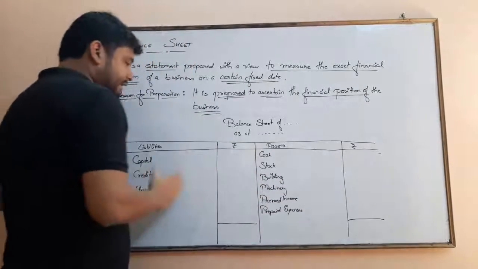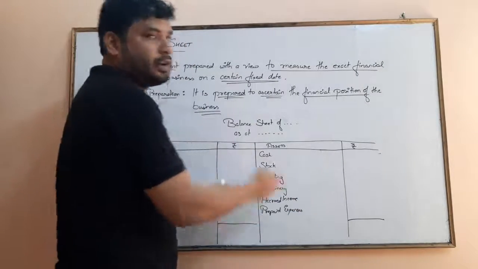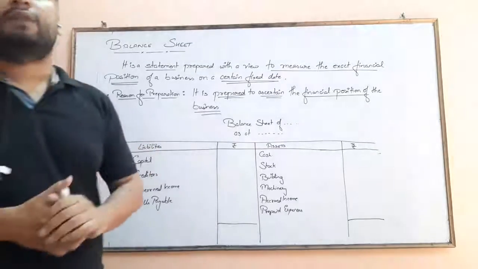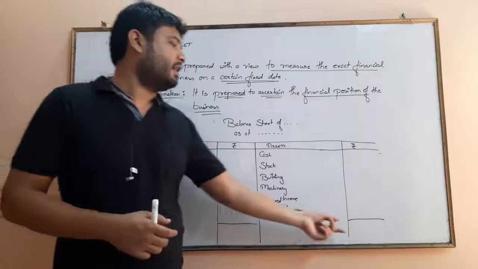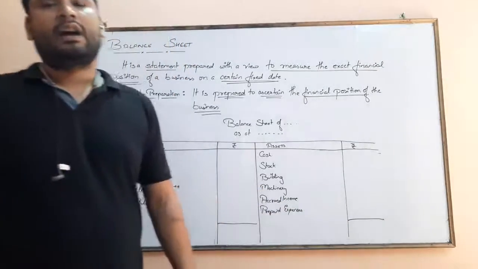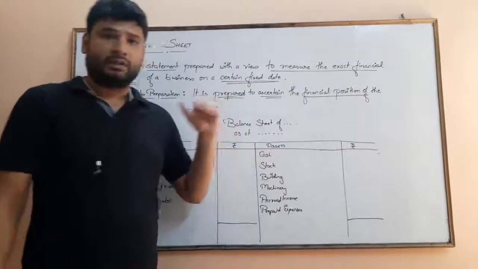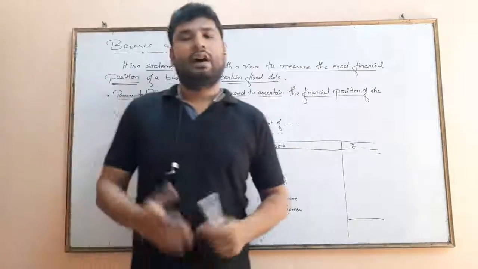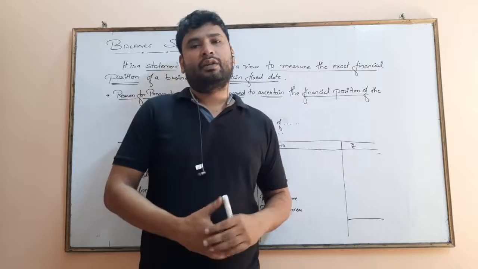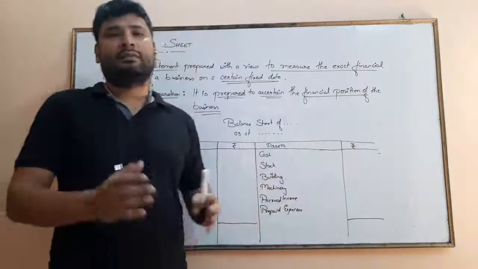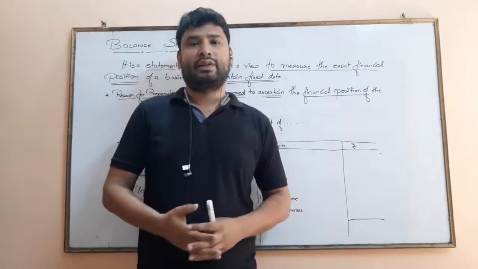Both the left hand side and the right hand side should be equal according to the matching principle. Means the total value of the liabilities should be equal to the assets, as we are doing in the accounting equation. So from today onwards, along with the accounting equation, we are going to create the balance sheet also in that particular question. So let us start some of the questions related to the accounting equation.